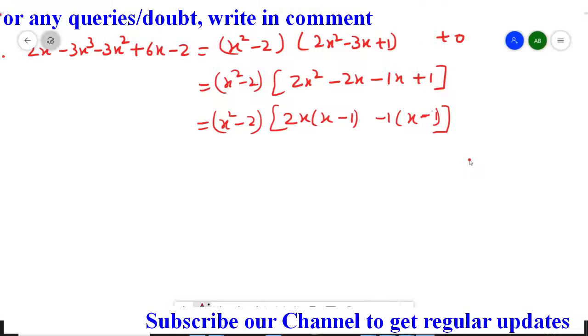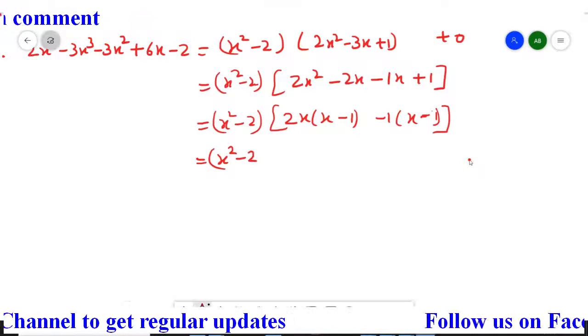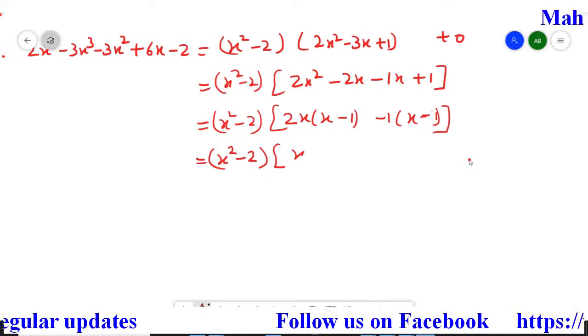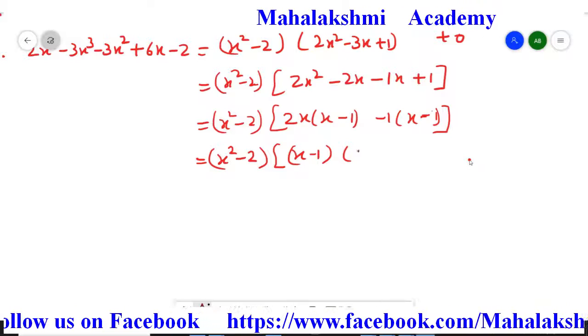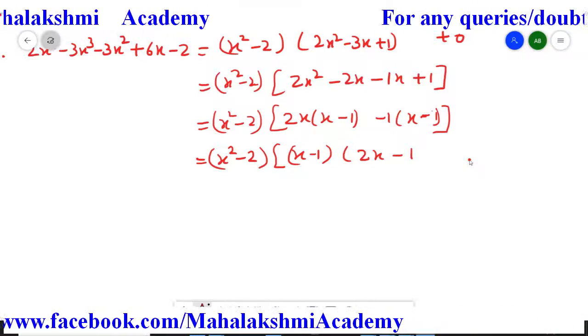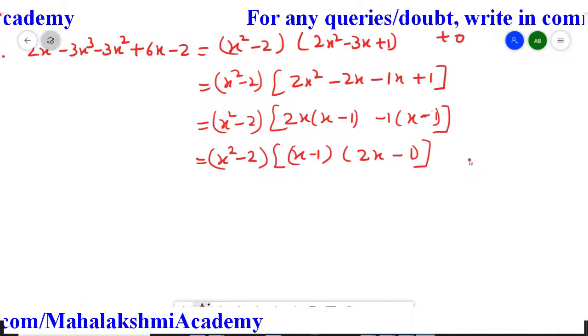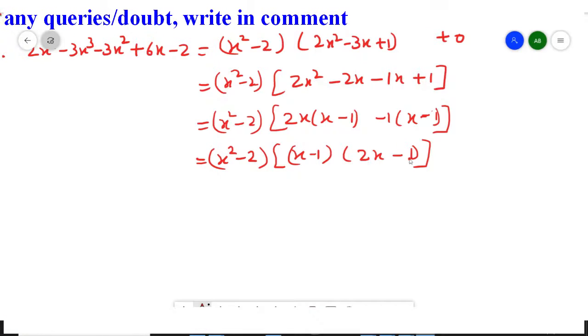So it's going to be x square minus 2 as it is. Now inside I am going to take x minus 1 common, and if I take x minus 1 common, then I am going to remain with 2x minus 1, and this big bracket close. So I hope it's clear to you. I took this bracket common, so here 2x and here minus 1 remain.